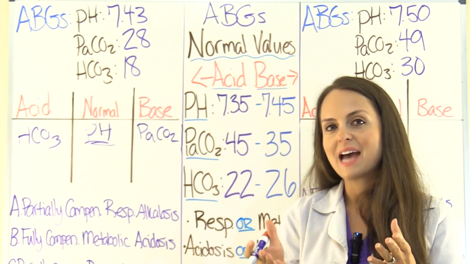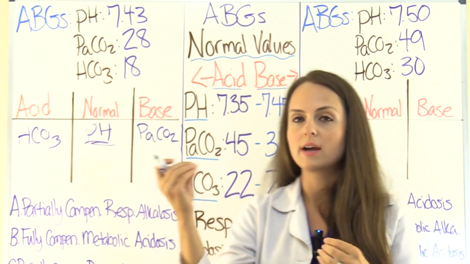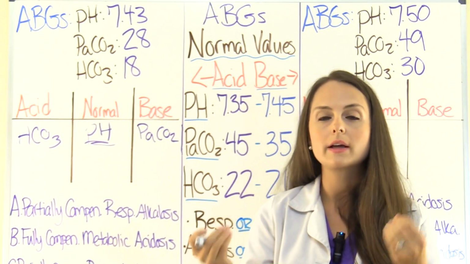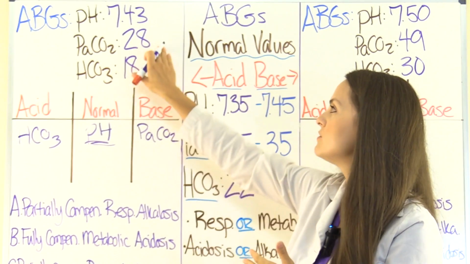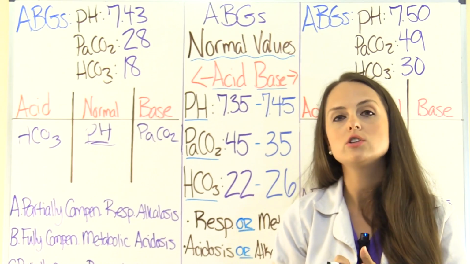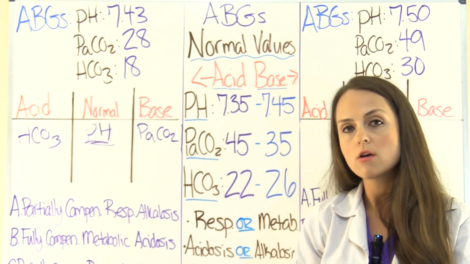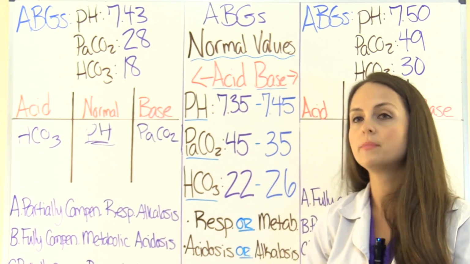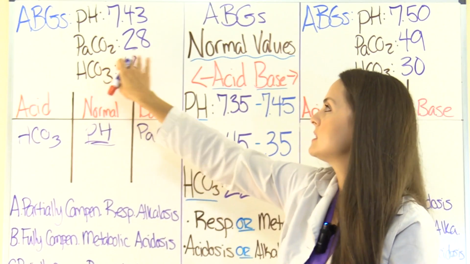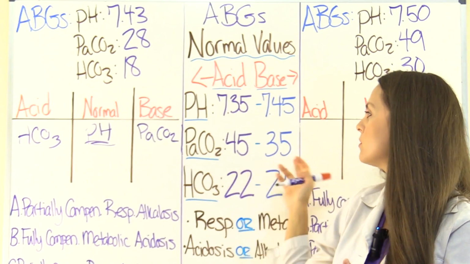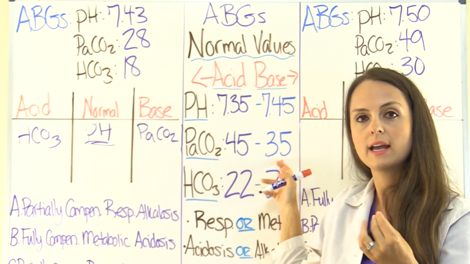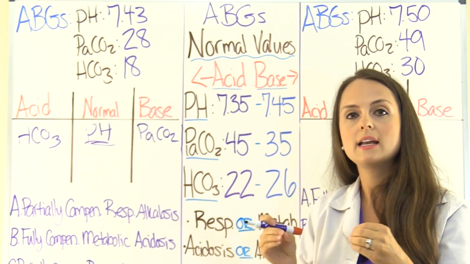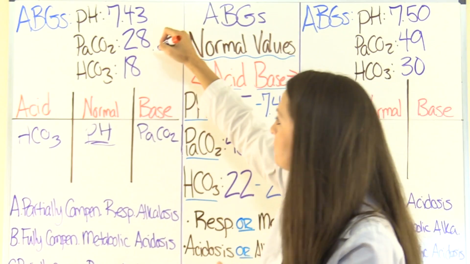But next question you have to ask yourself is, well, is this a respiratory or metabolic problem? Okay, and how you do that is you look at each value and you see which one deviates the most from its normal value. So the PaCO2 is 28. What's its normal value on that low end? 35. So 35 minus 28 is 7. So it's deviating 7 points from normal.